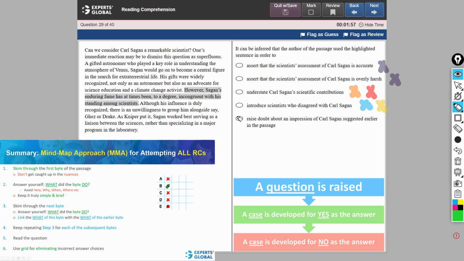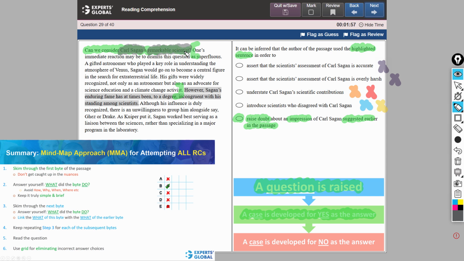There is great merit in choice E. Come to think of it, the purpose of the highlighted sentence is to raise doubt about an impression suggested earlier in the passage. You see, the passage starts by raising a question as suggested by our mind map. After this, the passage spends serious time in building a case for yes as the answer, suggesting that our scientist should be considered a remarkable one.